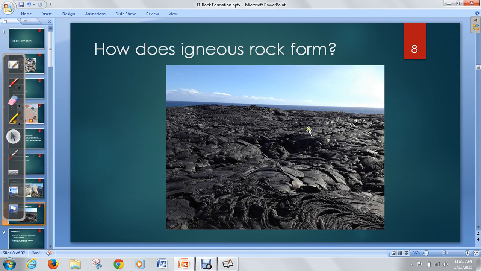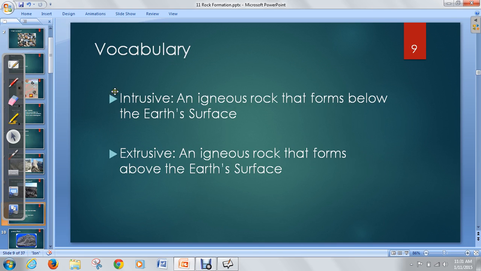That's when the magma cools very quickly because it gets shot above the surface, and then it cools rapidly from the air or from water or something like that. Okay, so we have these two definitions we want to understand. The first type I showed you was called an intrusive igneous rock. That's one that forms below the Earth's surface and then is slowly brought up from natural movements of the plates. The second is called an extrusive igneous rock.